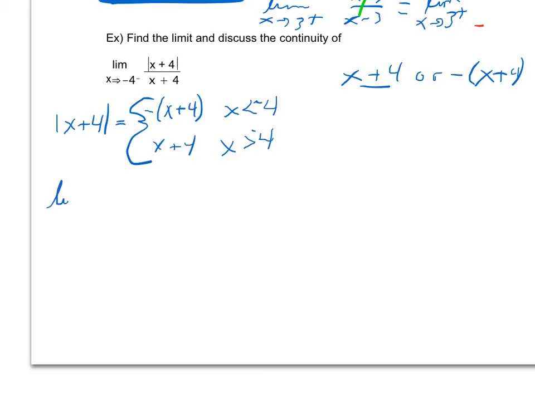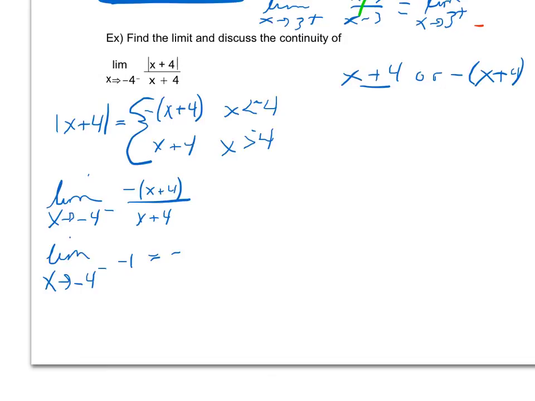So now if I look at the limit as x approaches negative 4 from the left, I'm going to go ahead and choose this top one because left means I'm coming from values that are smaller than negative 4. And I'm going to have the negative of x plus 4 over x plus 4. I know that's going to reduce, and it's going to leave me with the limit as x approaches negative 4 from the left of negative 1, which, since that's a constant function, never changes no matter what I plug in, and I get negative 1. So the limit as I approach negative 4 from the left is negative 1.